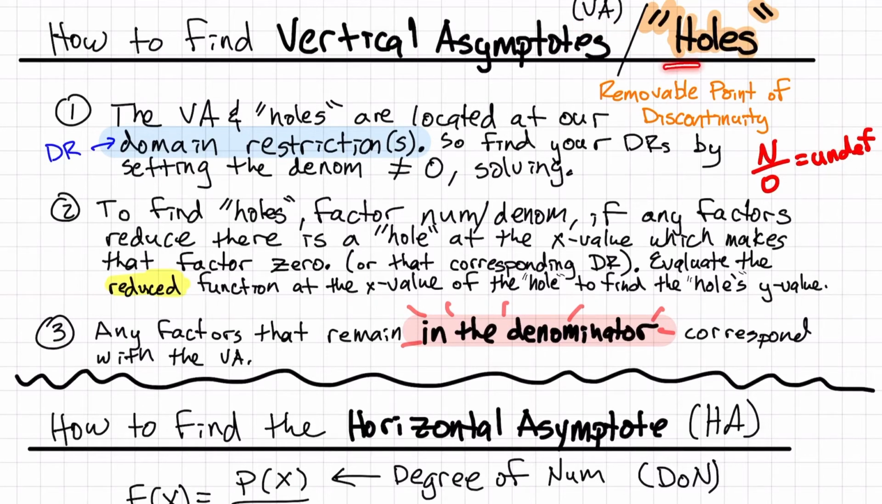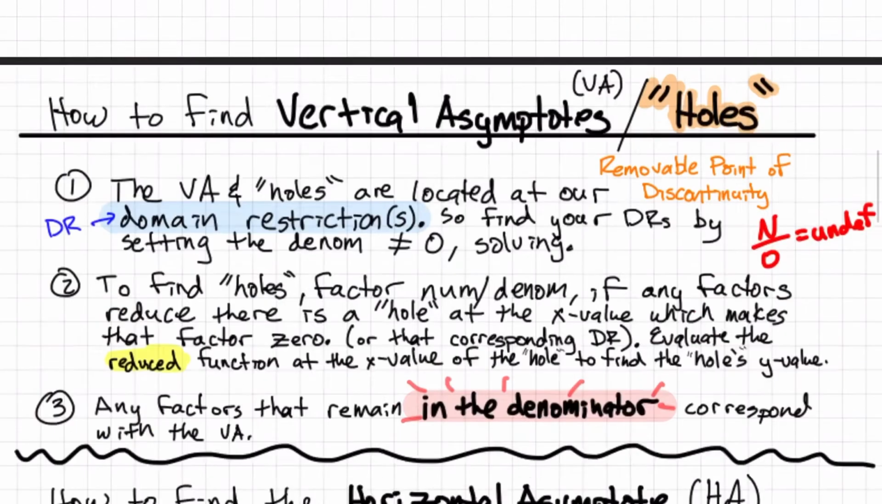And then holes: the full name of holes is a removable point of discontinuity. It's a point because, as we see, it's literally a graphical point. It's discontinuity because it's not continuous. If I was graphing, I would have to pick up my pencil and hop over the hole. It is discontinuous at that location. The reason we call it removable is because, literally, it's gotten removed from the function.